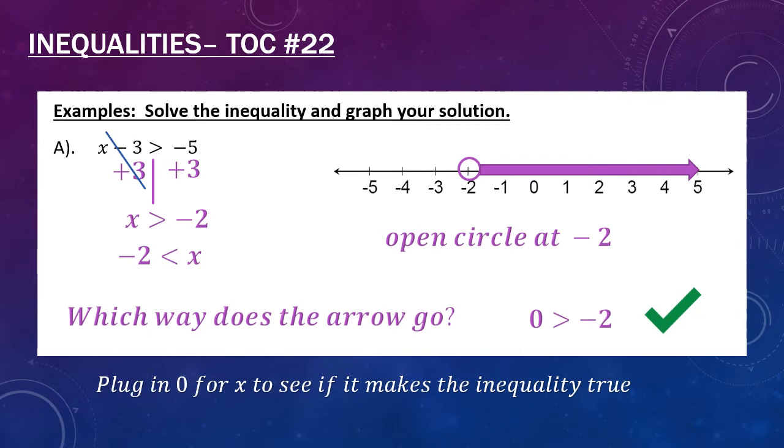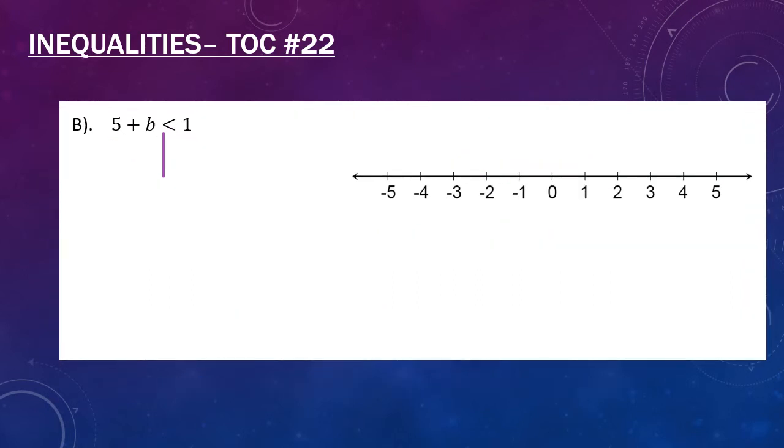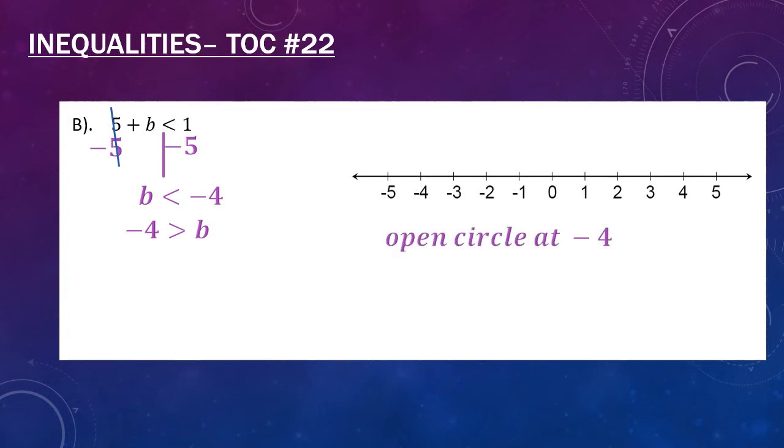Okay, so let's try the second one. This one's an addition inequality, so we're going to solve it using subtraction. Okay, so subtract 5 from both sides. The 5's cancel on the left. We get -4 on the right. Do not write an equal sign. Get used to writing it both ways. Now, open circle at -4, because I don't have a line at the end underneath.